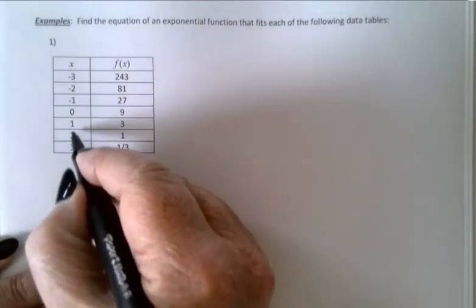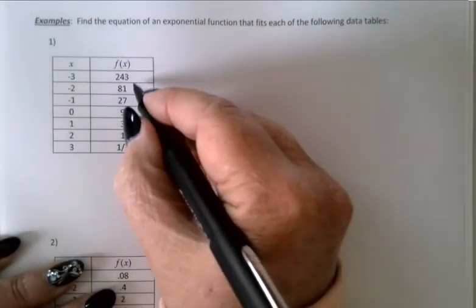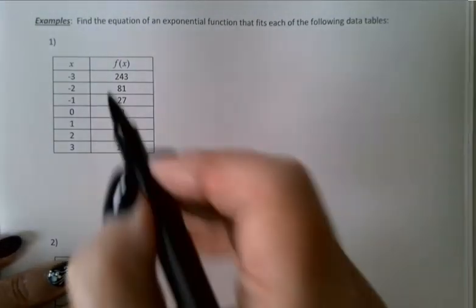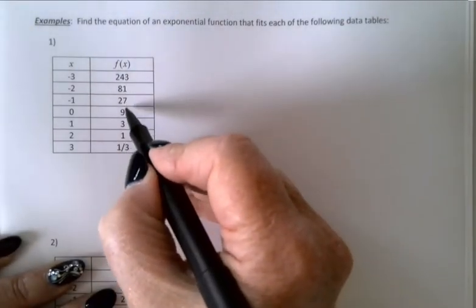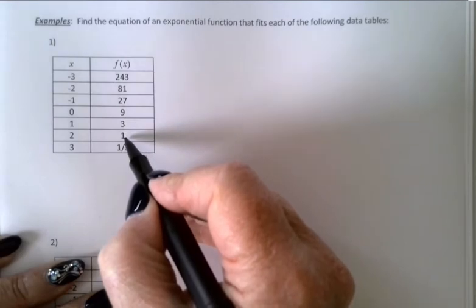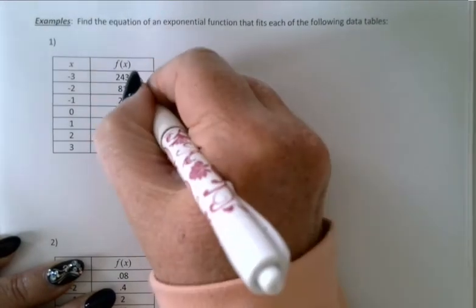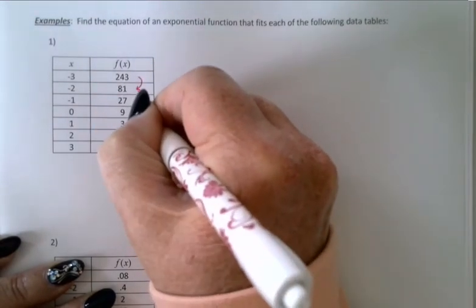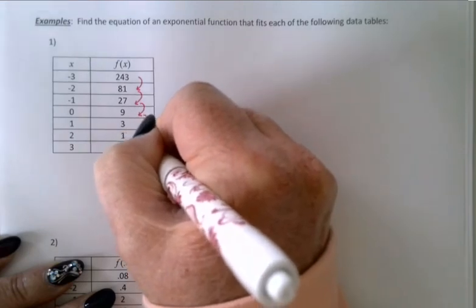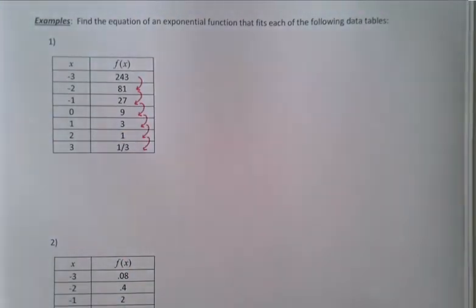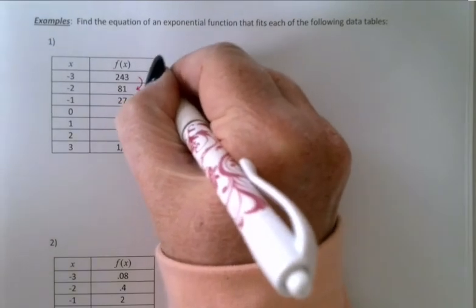I'll double check, yes, my x's are going up by 1. And when I look at these y values, the first thing I'm going to notice is actually instead of multiplying, it kind of looks like these are being divided by the same thing, namely 3. As I go here, dividing by 3, dividing by 3, and so on. However, according to what we said on the last page, it has to be a multiplier. Keep in mind that division is really just multiplication by the reciprocal. So instead of thinking of this as division by 3, I'm going to think of it as multiplication by 1/3.